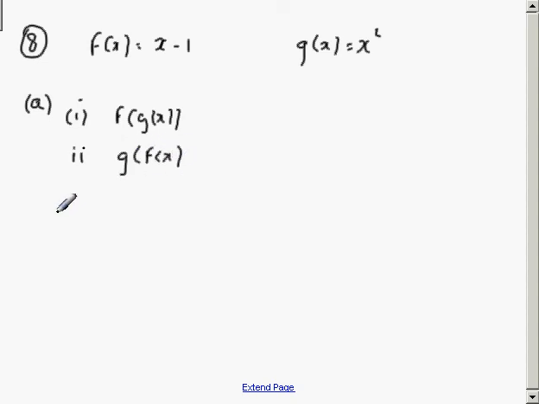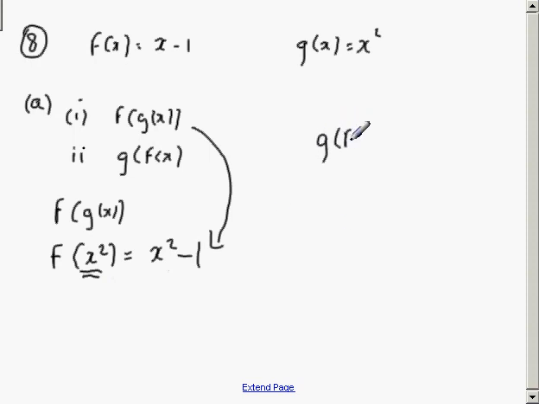If we first of all investigate f of g of x, since g of x equals x squared, that is f of x squared. Now the function f of x equals x minus 1. For f of x squared, wherever we see x, we will replace it with x squared. So instead of x, x squared, and we still need to subtract 1. So f of g of x is equal to x squared minus 1.